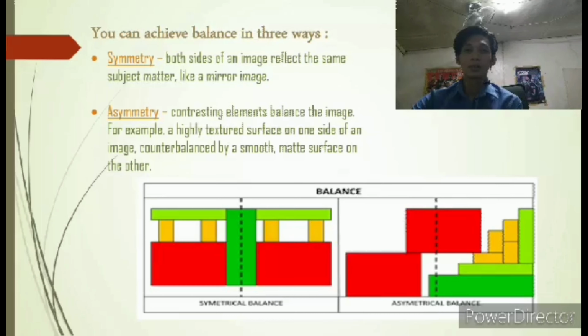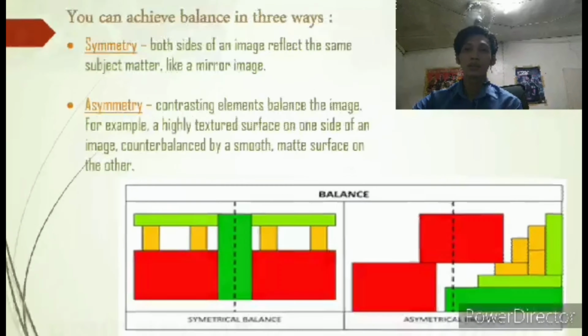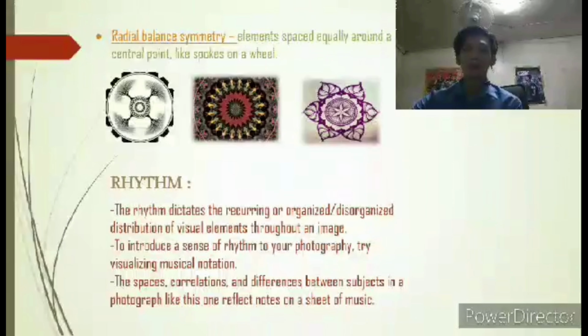Second, asymmetry or asymmetrical balance in art is when each half is different but has equal visual weight. The artwork is still balanced. The third, radial balance. In several directions, visual elements are arranged around a central point in the composition, like the spokes on a wagon wheel.